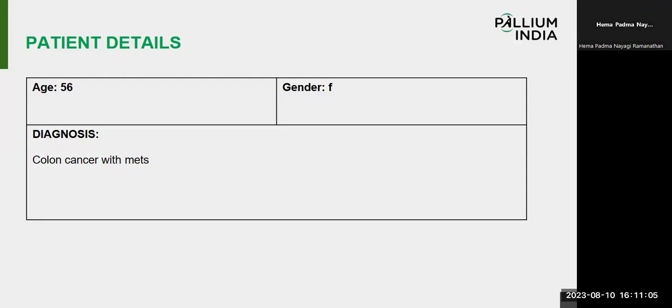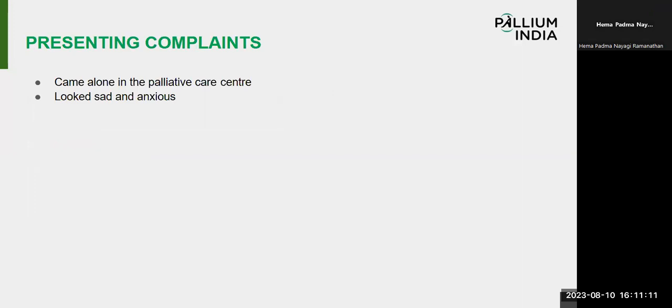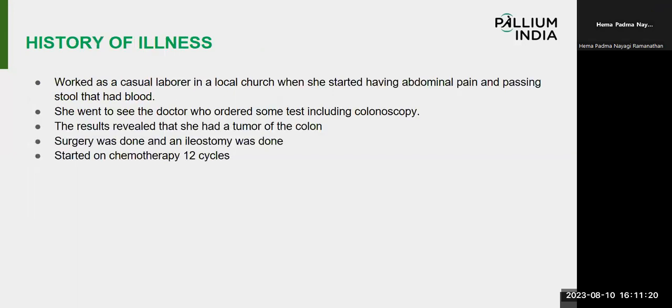Patient details: 56-year-old female, colon cancer with metastasis. Presenting complaints: patient came alone to the palliative care center. Patient was sad and anxious. History of illness: worked as a casual laborer in a local church. When she started having abdominal pain and passing stools that had blood, she went to see the doctor, who ordered some tests, including colonoscopy. The results revealed that she had a tumor of the colon. Surgery was done, and ileostomy was done. Started on chemotherapy, 12 cycles completed.